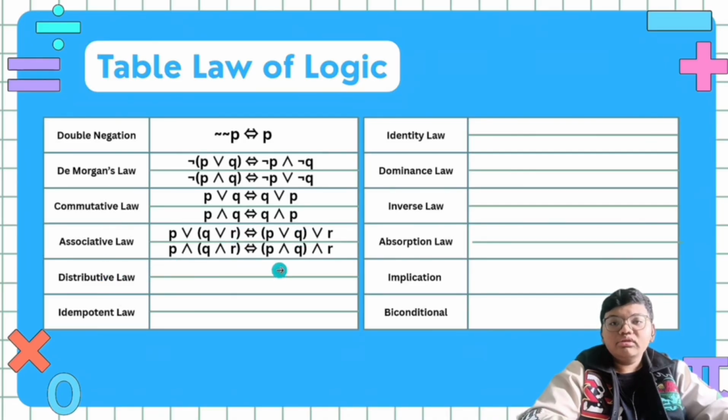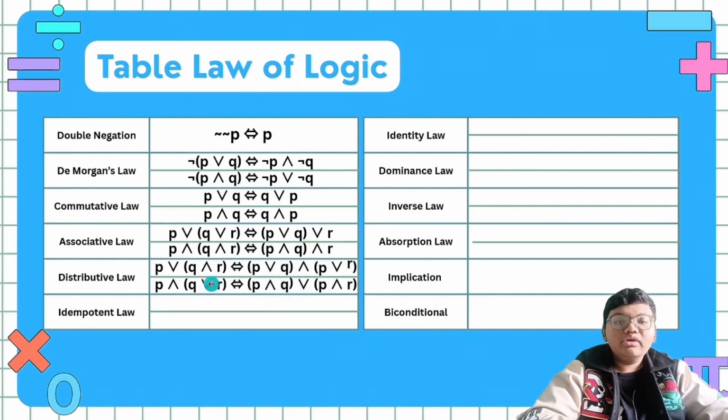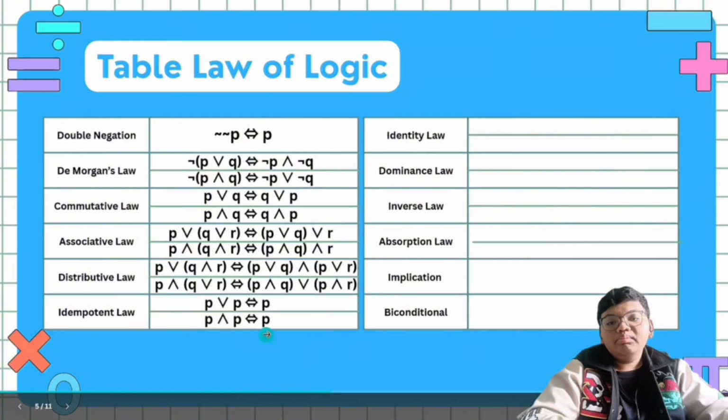Then we have the distributive law. This law is similar to expanding brackets in algebra. The statement can be distributed across and or or, and changing is needed. Next is the idempotent law. This law means repeating the same statement does not change the result. For example, P or P is still P.